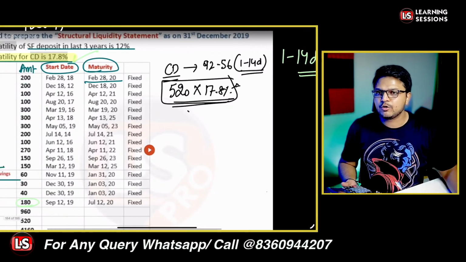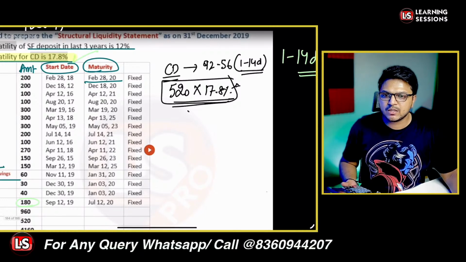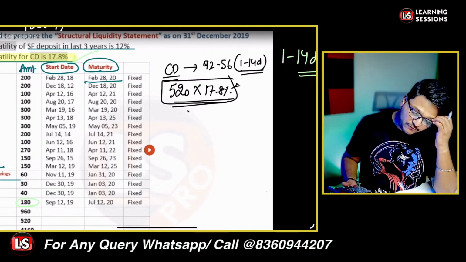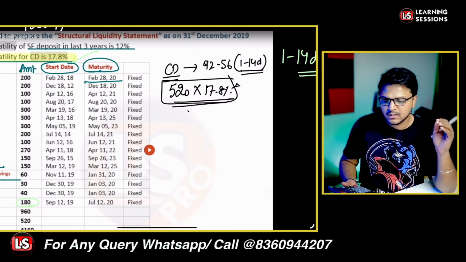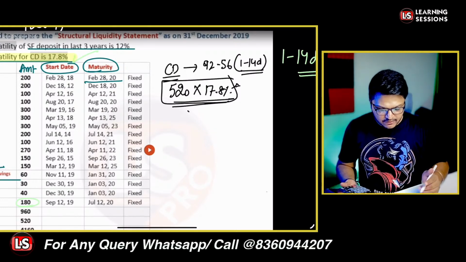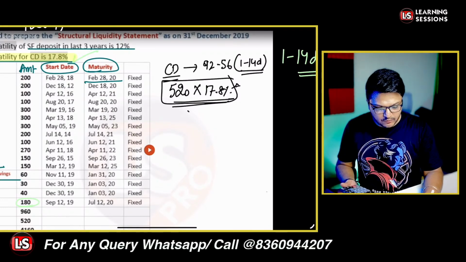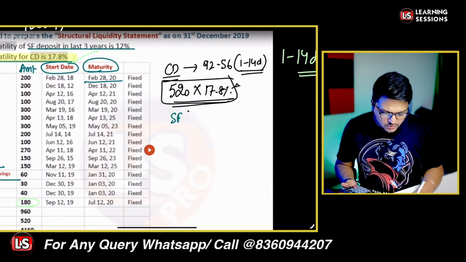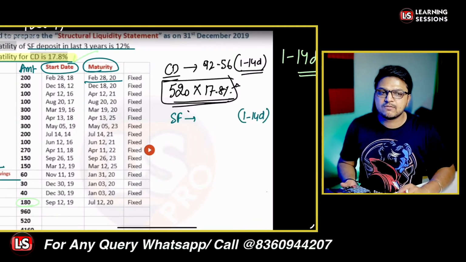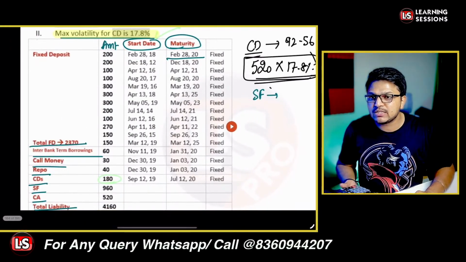Is that particular part clear to you? Kindly do confirm at the earliest if you have understood this part. After that, it's related to the amount of saving fund deposit balance which should be shown in the time bucket of 1 to 14 days. So far we have covered the amount of the current deposit. Now we have to cover the amount related to the saving fund deposit, which is to be placed under the 1 to 14 days bucket.